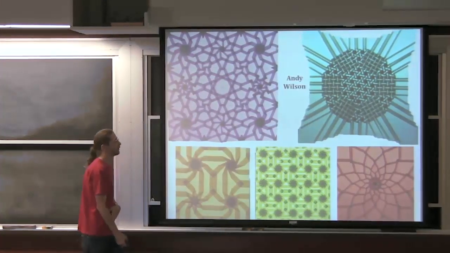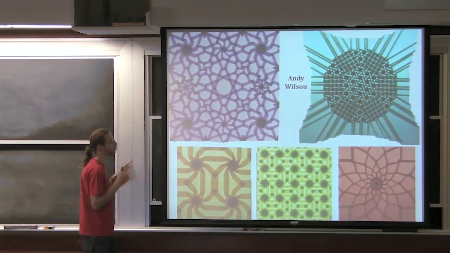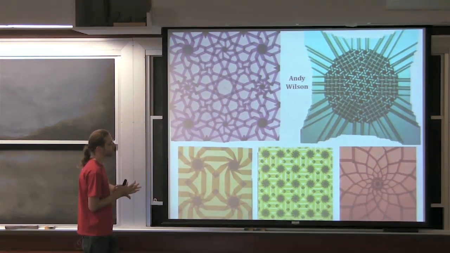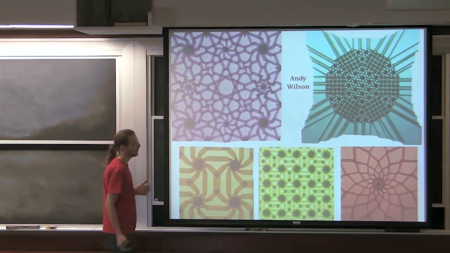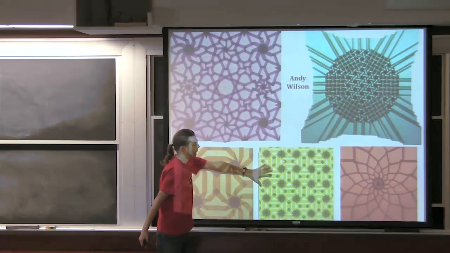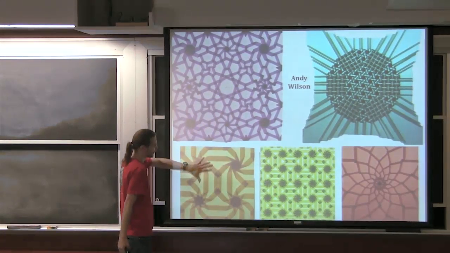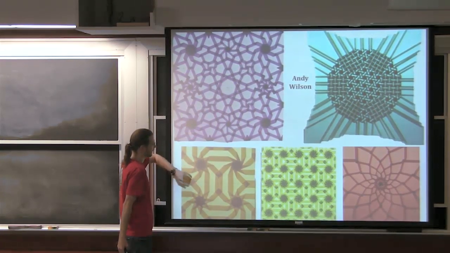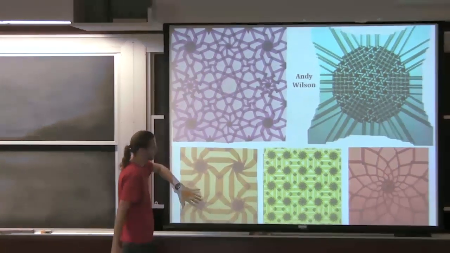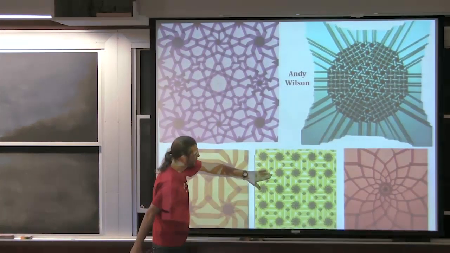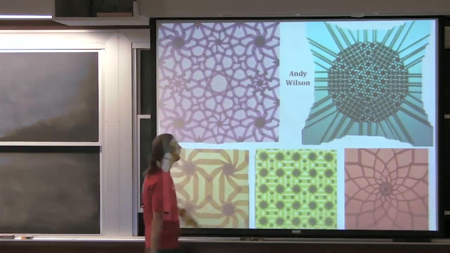Here are some traditional flat origami tessellations. Well, some of these are more traditional than others. Got some very simple, some beautiful repeating patterns, octagons and squares here. I think these are, you can count them.